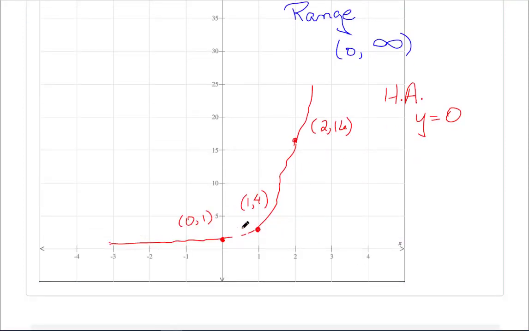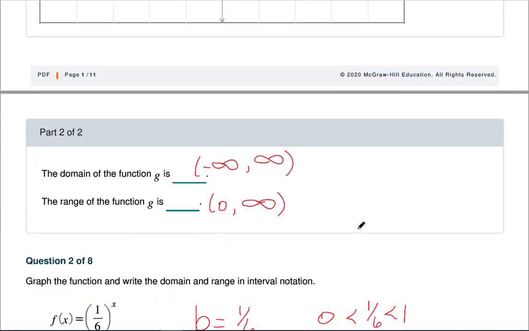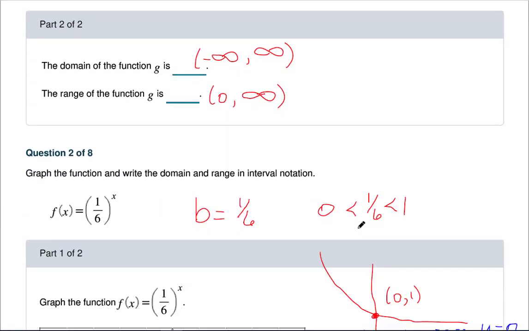Alright, and just a rough sketch, 1, 4, 2, 16. So it does again grow quickly, levels off as we go off to the left. Domain and range we already talked about.